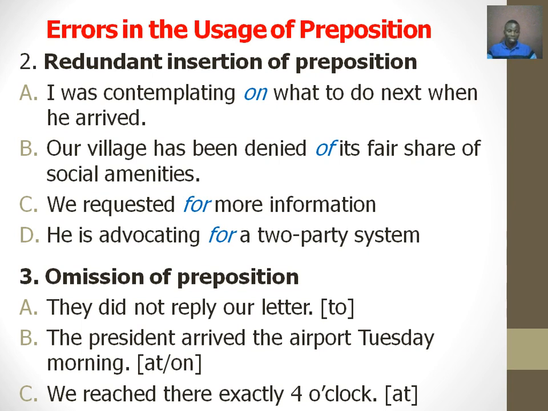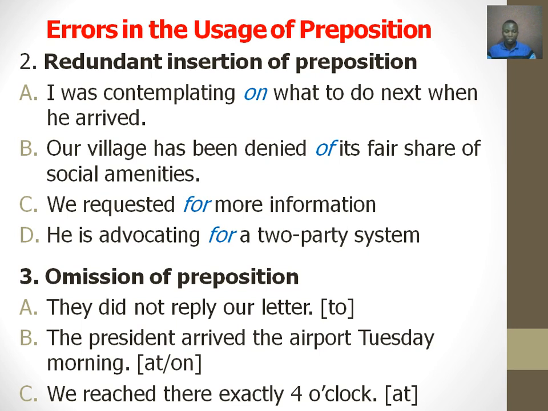Example B. The president arrived at the airport Tuesday morning. You have omitted 2 prepositions in that sentence. The president arrived at the airport on Tuesday morning. So the omitted prepositions are included in brackets for you at the end of the sentence.